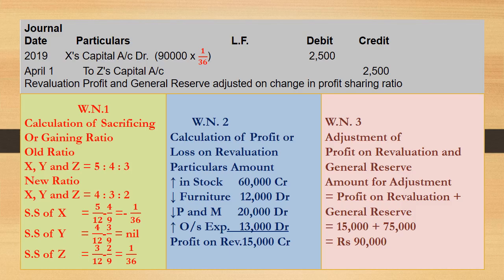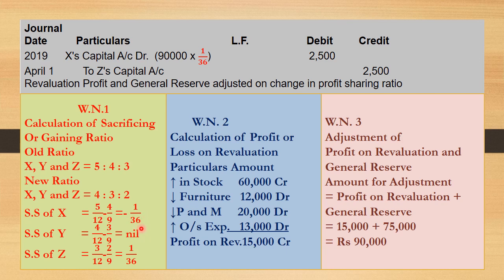Now, after reading the question carefully, we can easily observe that they want us to pass a single adjustment entry, and for that entry we need the sacrificing or gaining share first. Therefore, our first working note is for computing the sacrificing or gaining ratio. For computing sacrificing share, the formula is old share minus new share. When we subtract the new share of X, which is 4/9, from the old share of X, which is 5/12, we will get minus 1/36 in result.